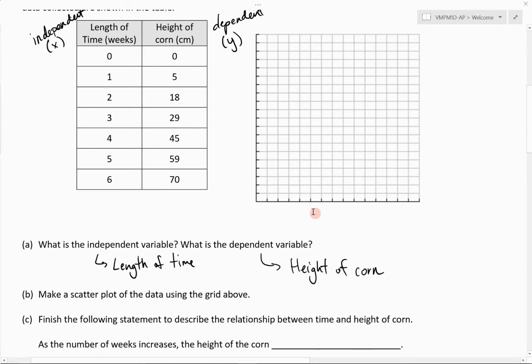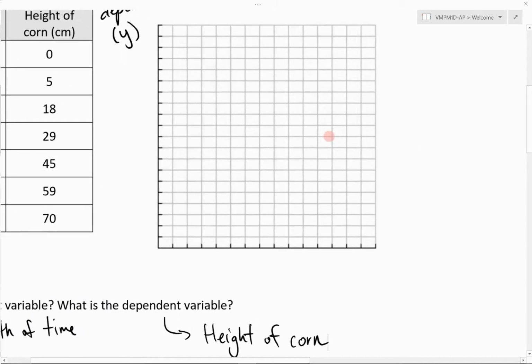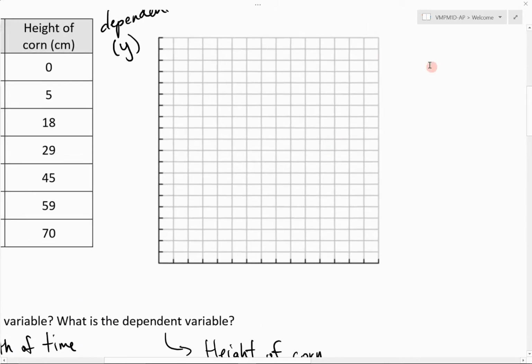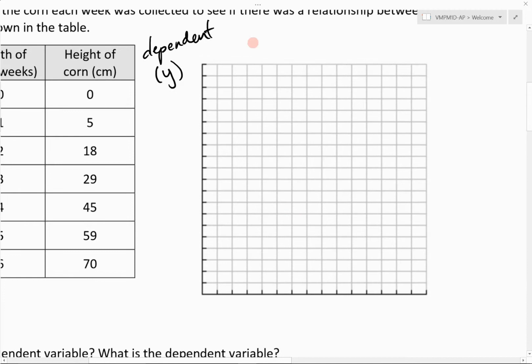Part B, make a scatter plot of the data using the grid above. So I'm going to use this grid. I'm going to make a scatter plot. Now, in any scatter plot, you should have your labels. So this is data on corn growth. I'm going to make a title that says corn growth. My labels for my axes are going to be time for the independent axis, time in what units? It's going to have to be weeks, so make sure you include your units. And on the y-axis, my dependent variable is height, and that's what I'm going to write there, and my units for height is centimeters.